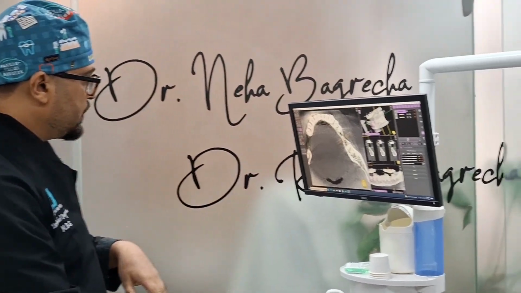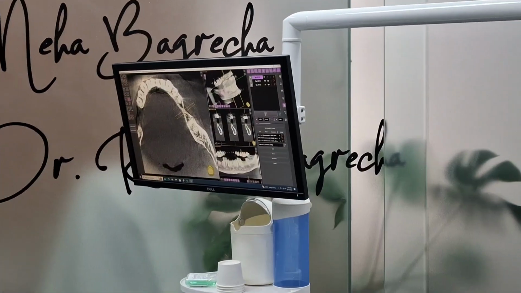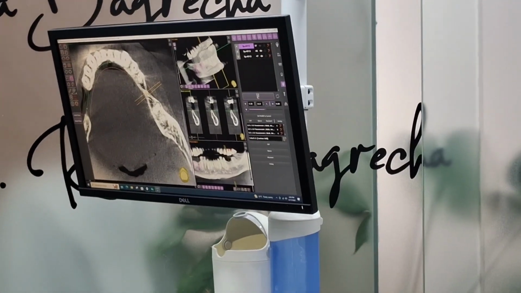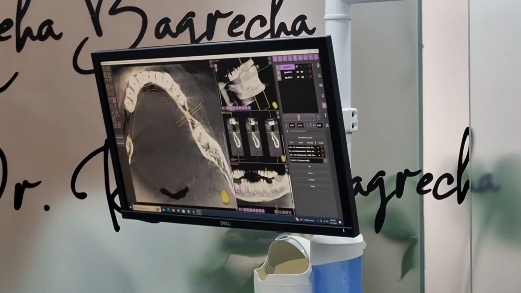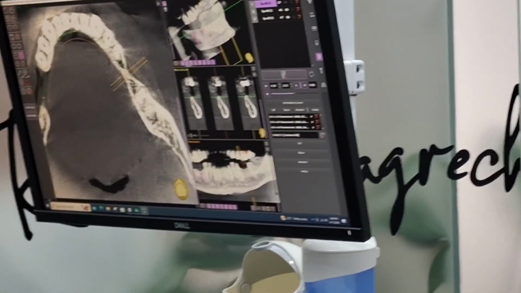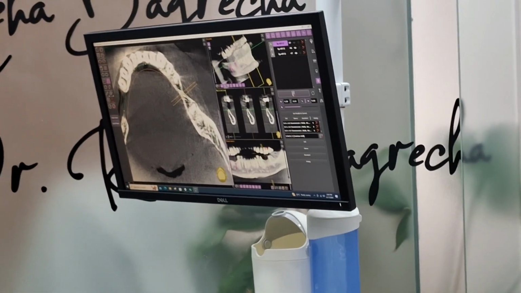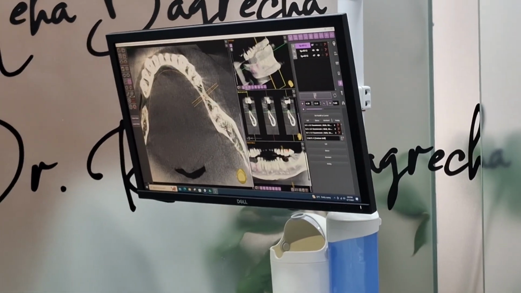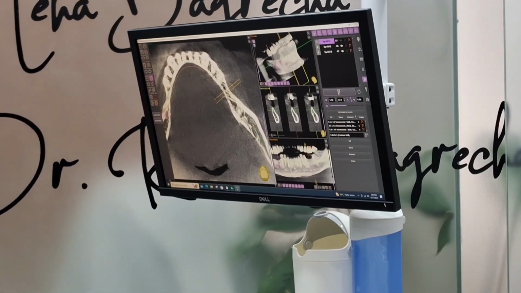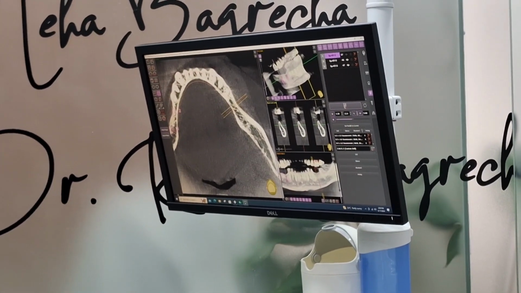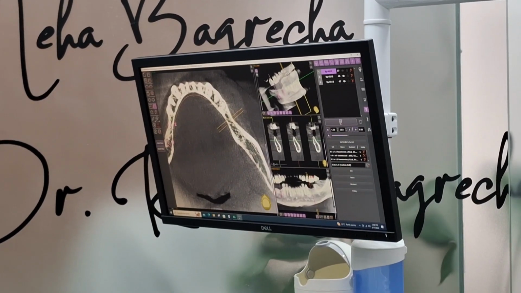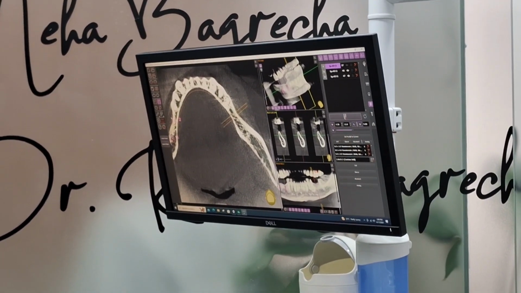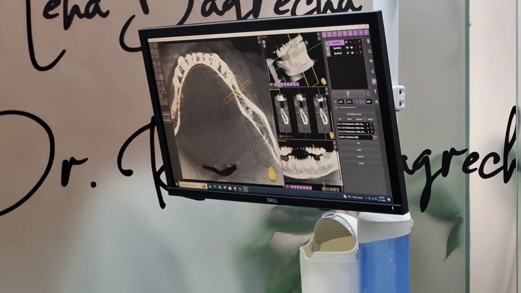So we did that ridge split procedure where I split this ridge, opened this outer bone, pushed the outer bone outside, placed a wider implant and filled that area with the bone graft. I had the same issue on the other side also. If you can appreciate here, the ridge is very thin in the frontal area. So this front implant, which is the first molar area implant, is not completely covered with the bone graft.